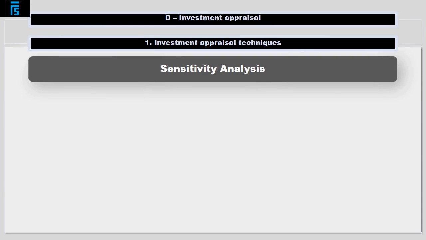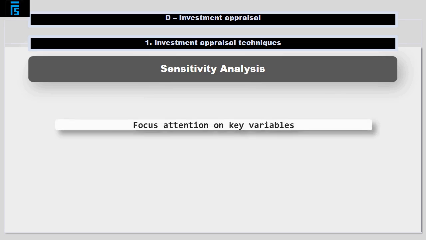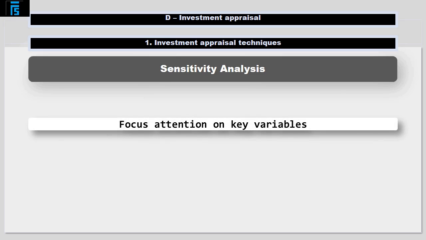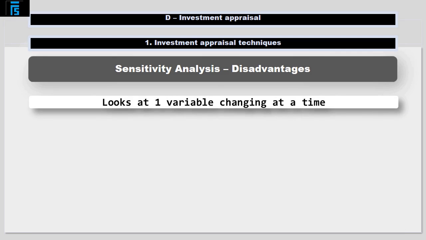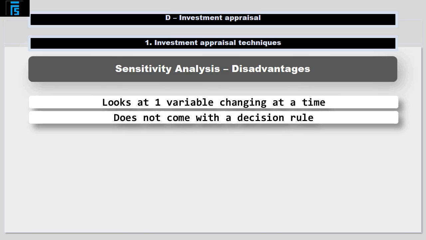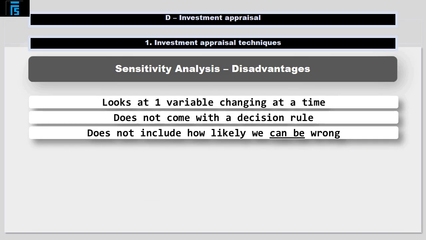Although sensitivity analysis can be a useful guide to decision makers to focus their attention on the key variables in a decision, it does have its drawbacks. It only looks at one variable changing at a time. In reality, they'll tend to change together. A simulation may be more appropriate with more than one variable changing. It doesn't come with a decision rule. Does a sensitivity of 6% mean we don't go ahead? That's down to the judgment of the decision maker. There are no rules to help make the decision.